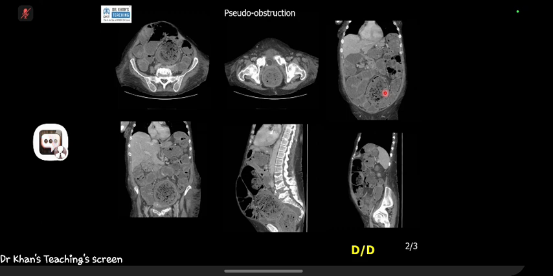You compare it with the previous one. If the patient is not tender, I think just leave it there. Nobody is stopping you from asking for a CT. But if there is clinical concern, ask for a surgical opinion.